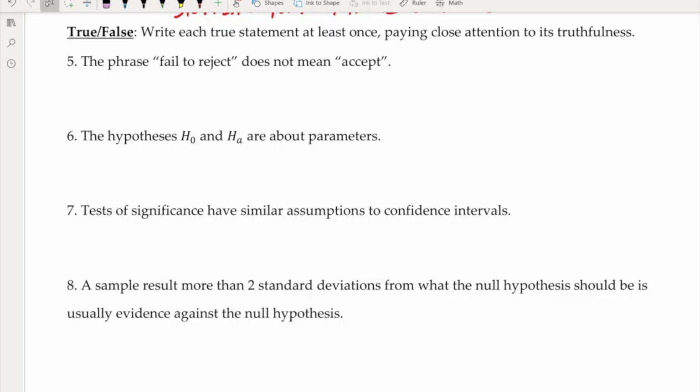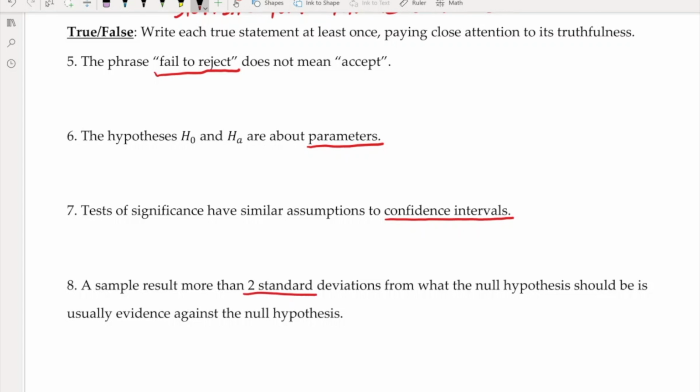True-false statements, how can we make them false or falsify them? Number 5, be careful, we never accept, we fail to reject. The hypotheses are always about parameters, not statistics. Tests of significance have similar assumptions to confidence intervals, usually having to do with randomness and whether we can use the normal curve because of large counts or the central limit theorem. A sample result more than 2 standard deviations from what the null hypothesis should be is usually evidence against the null hypothesis. This is a manifestation of the 68, 95, 99.7 rule.